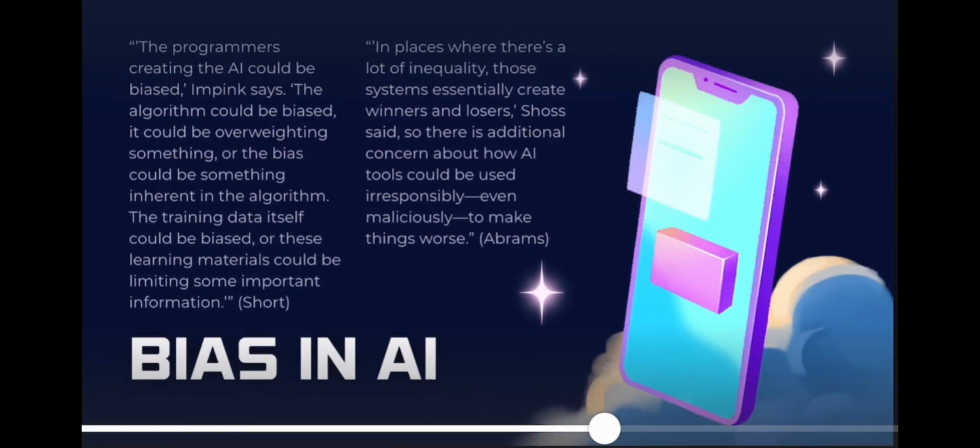Bias in AI. Lizzie Short, a writer from Harvard, once wrote in her blog, "The programmers creating the AI could be biased." Imping says, "The algorithm could be biased. It could be overweighting something, or the bias could be something inherent in the algorithm. The training data itself could be biased, or these learning materials could be limiting some important information." And Abrams also claimed in his report that in places where there's a lot of inequality, those systems essentially create winners and losers, Schultz says. So there is additional concern about how AI tools could be used irresponsibly, even maliciously, to make things worse.